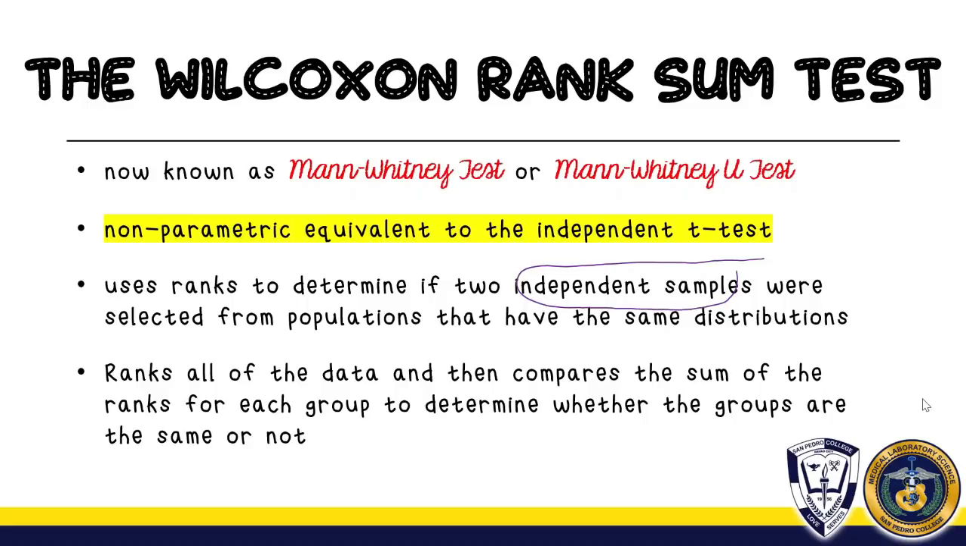So, I will just repeat that again. If the sum of your ranks for each group are approximately equivalent, then the null hypothesis will not be rejected. If there is a large difference in the sums of the ranks, then that would mean that your distributions are not identical and your null hypothesis should be rejected.